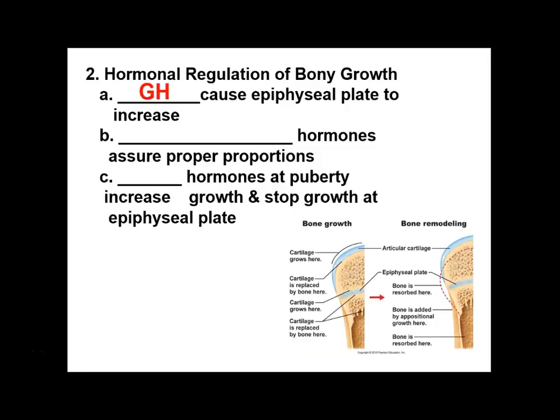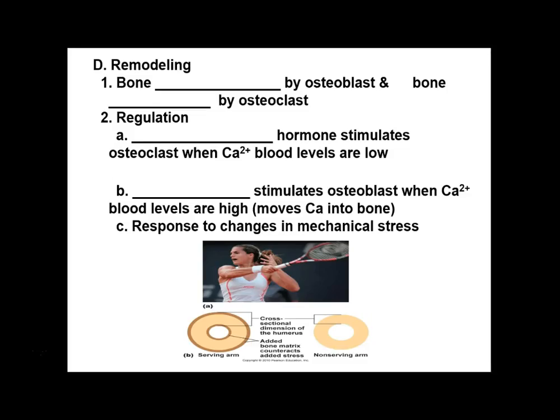Growth hormone is a hormone that causes the epiphyseal plate to increase, while T3 and T4 thyroid hormones make sure that our bones are in the right proportions. Sex hormones at puberty also increase the growth of our bones and then stop the growth at the epiphyseal plate when our maximum height is reached.